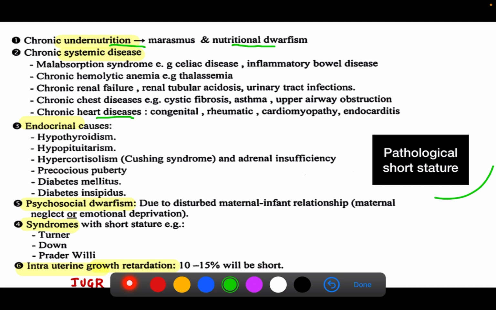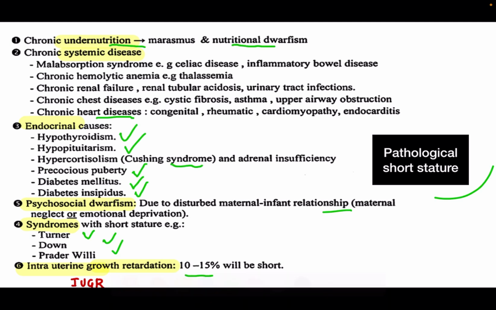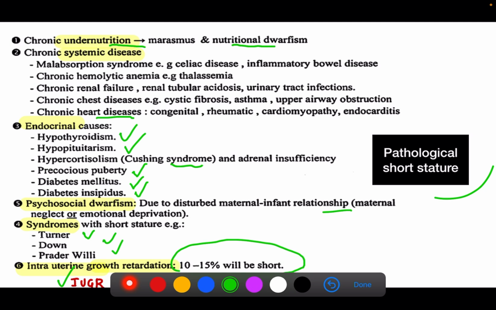The endocrine causes are hypothyroidism, hypopituitarism, Cushing's syndrome, precocious puberty, diabetes mellitus, diabetes insipidus. Psychosocial dwarfism is also seen, due to disturbed maternal and infant relationship. The syndromes associated with short stature are Turner syndrome, Down syndrome, Prader-Willi syndrome, Seckel syndrome. 10 to 15% of children with intrauterine growth restriction will have short stature.